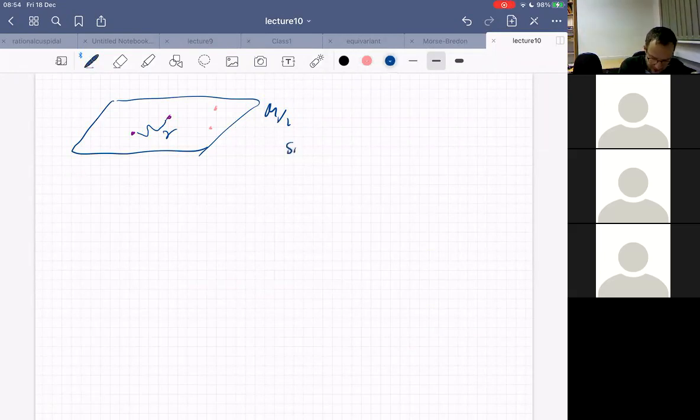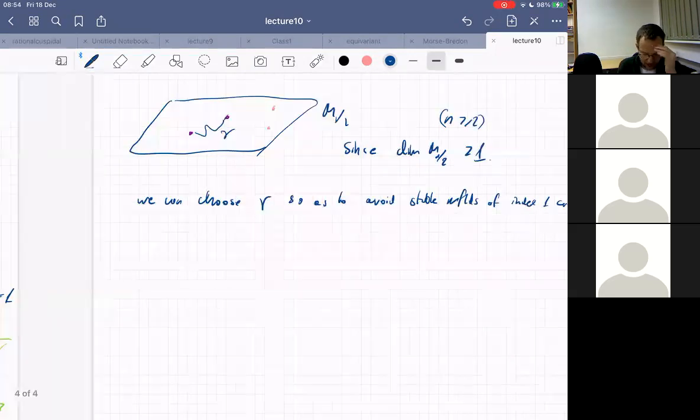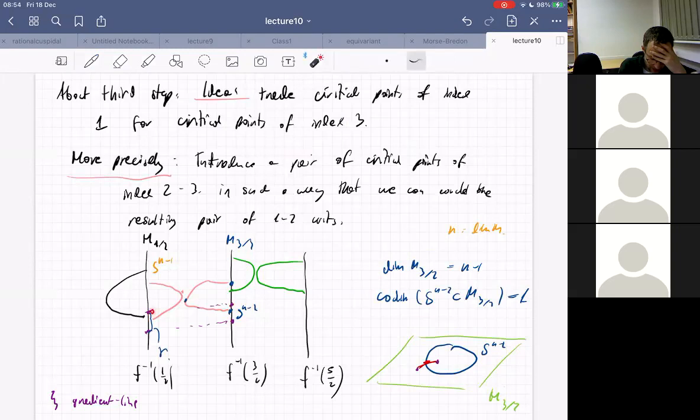So since the dimension of M1 half is greater than one, this is where we use that n is greater than or equal to two, we can choose gamma so as to avoid stable manifolds of index one critical points. Then we come back to that picture, we flow this gamma back to here. So we have a loop, which we call capital Gamma, which is a circle over here that intersects our Sn minus one in precisely one point.